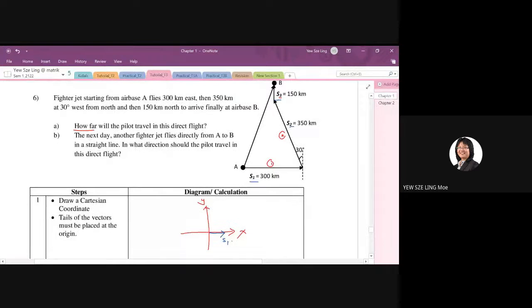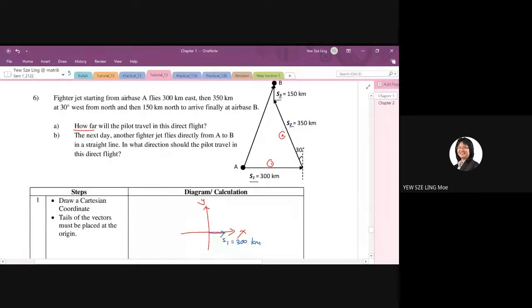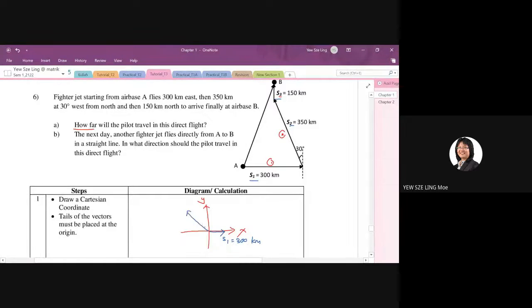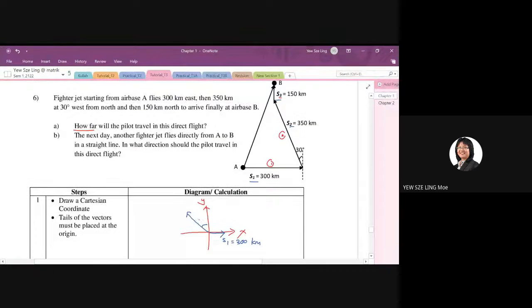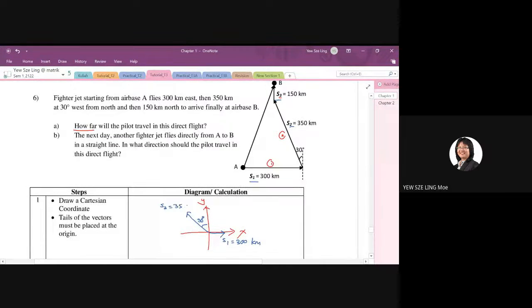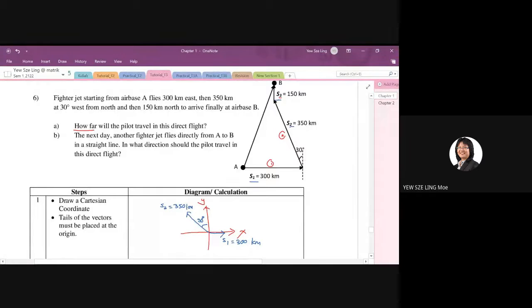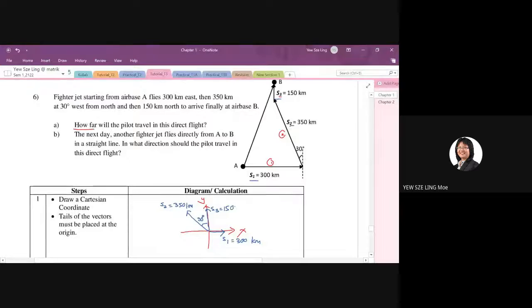Which is equals to 300 km. Okay, and then S2 is towards this direction, and then 30 degrees from the y-axis. So this is your S2. So it's 350 km. And then S3 is 150 km. It's going up. So S3 is equals to 150 km.